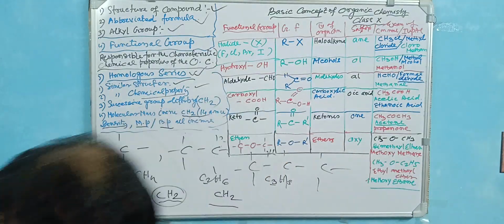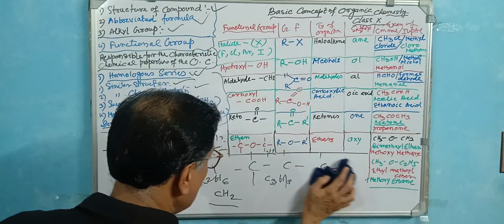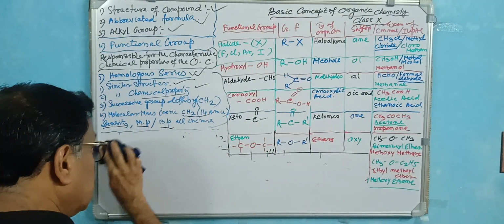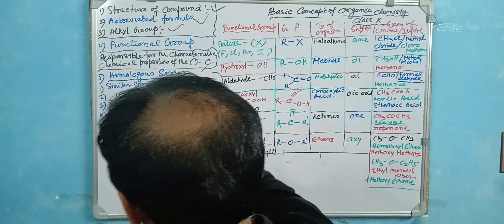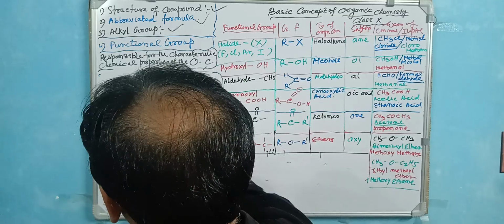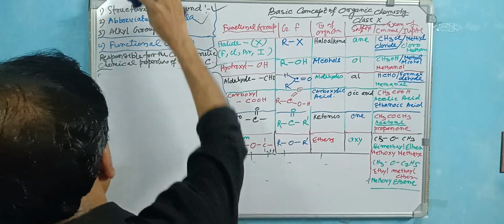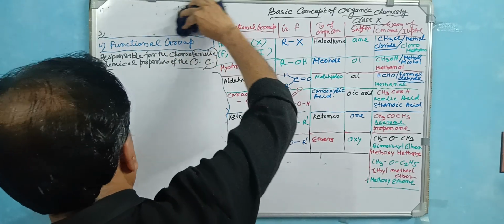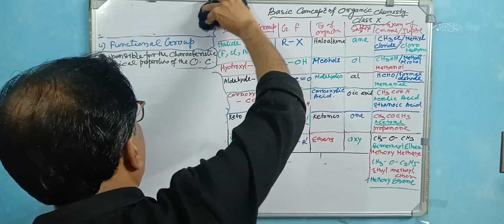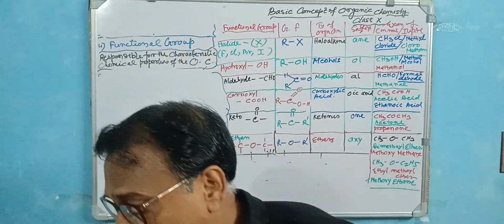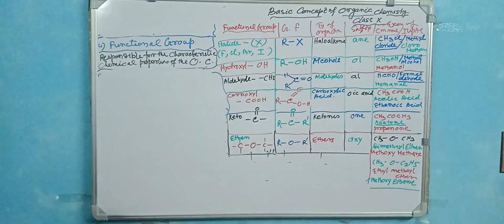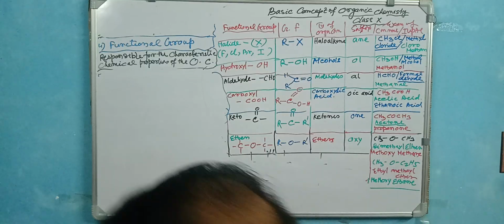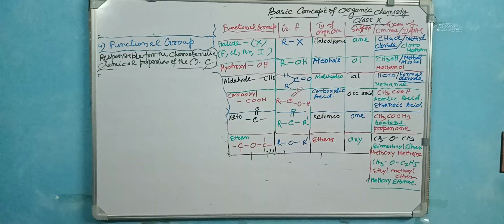Okay, that is the basic concept of organic chemistry. Now the new thing is very important. I am erasing these here so it will be easier to understand. That is the functional group. This is very important. The new thing: a functional group is a group of atoms. Functional group, that is a very important thing.